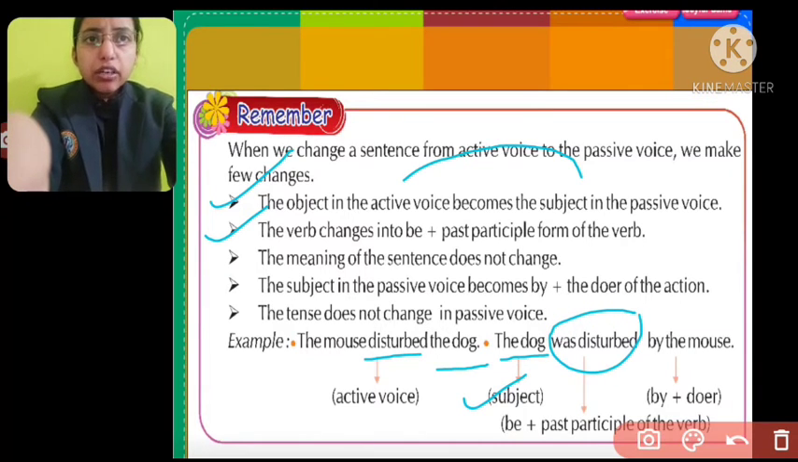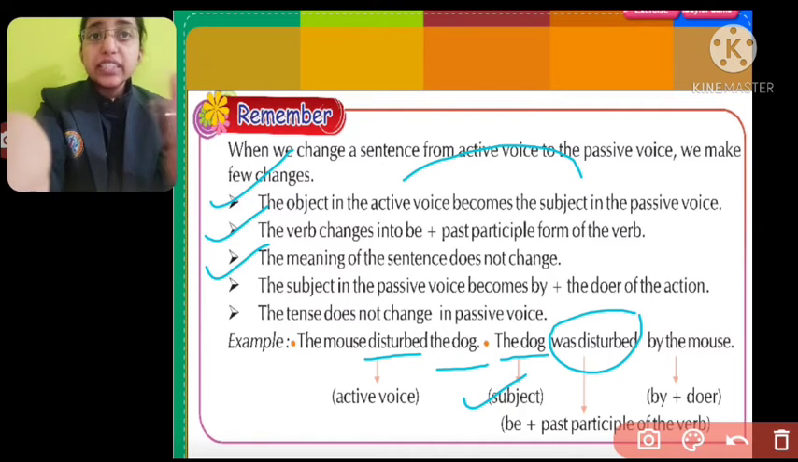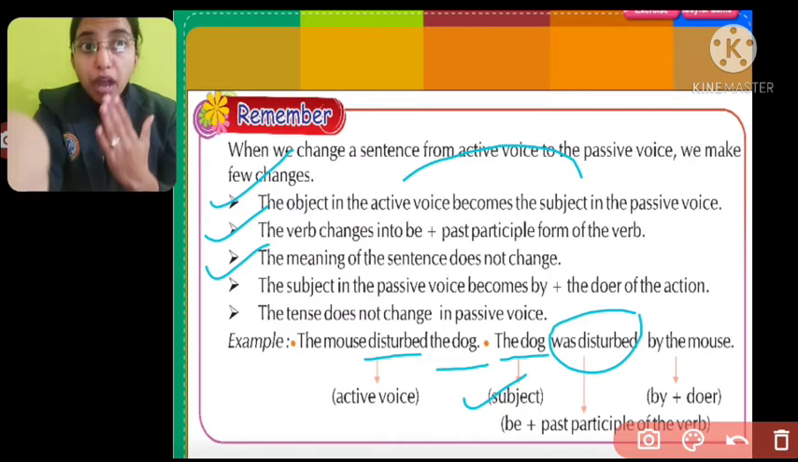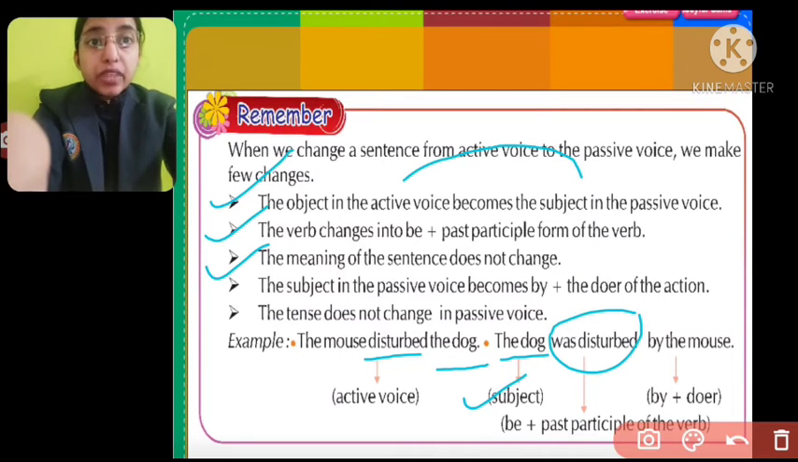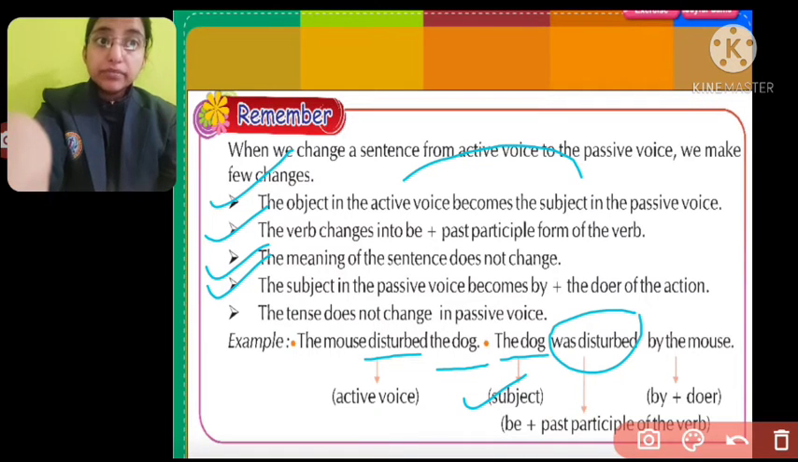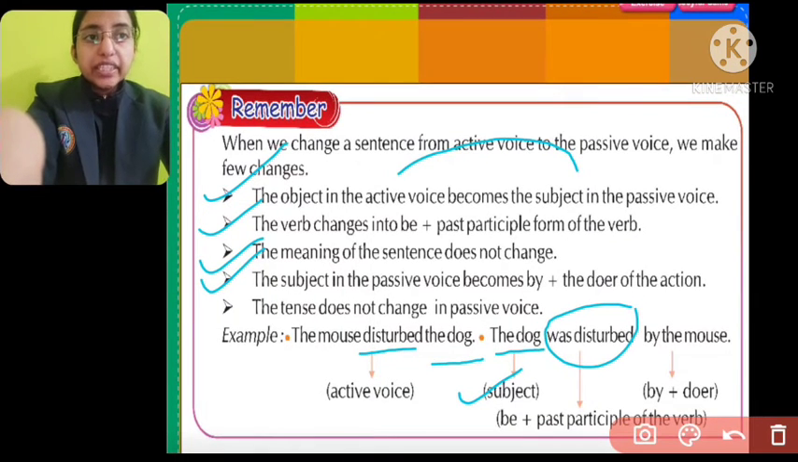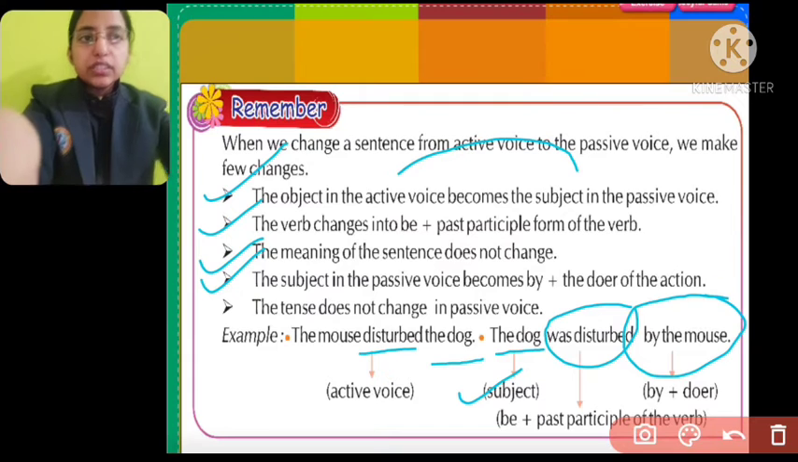Then, third point, the meaning of the sentence does not change. Meaning change नहीं होता है. The mouse disturbed the dog और the dog was disturbed by the mouse. दोनों का मतलब same है. Then, the subject in the passive voice becomes by plus the doer of the action. See, by plus the doer of the action.